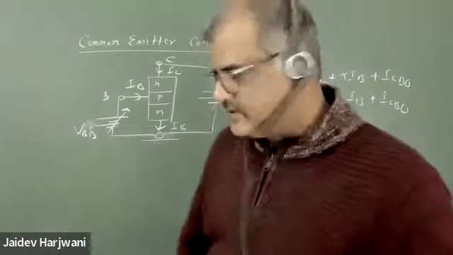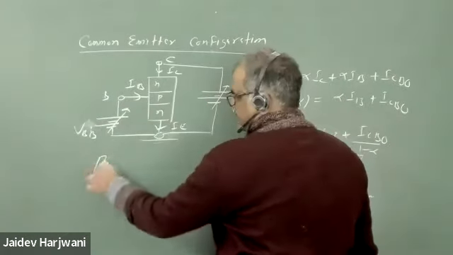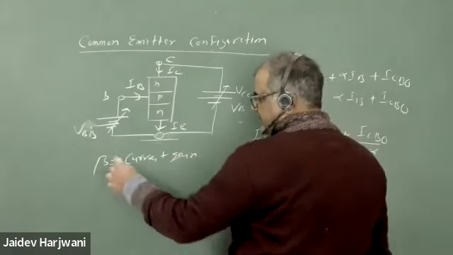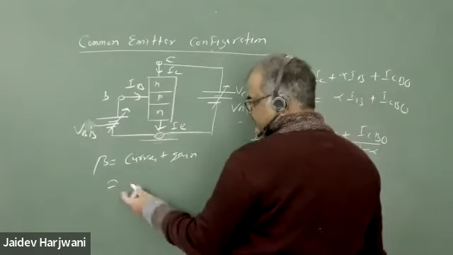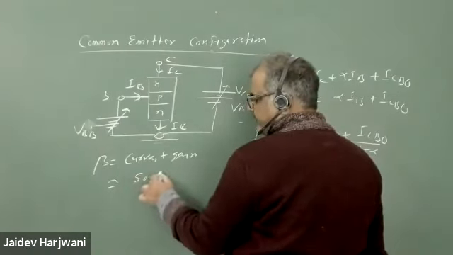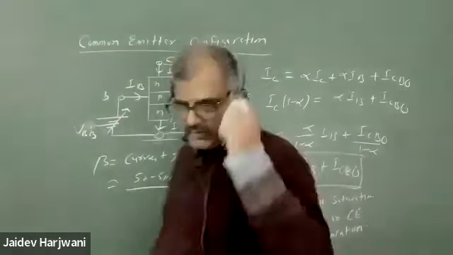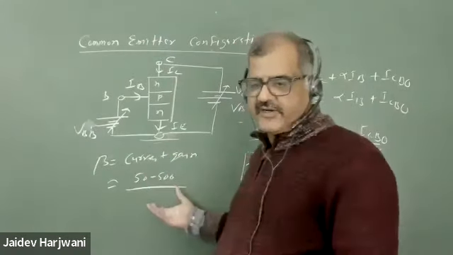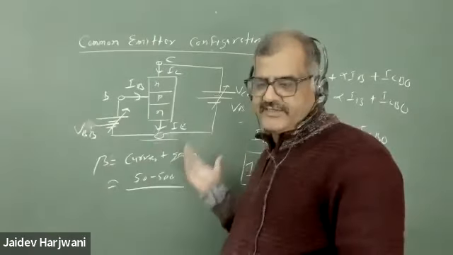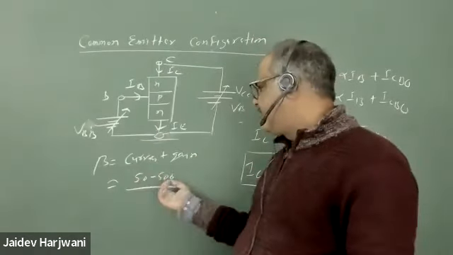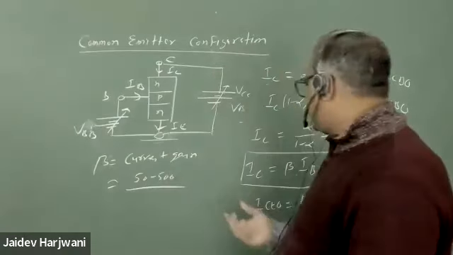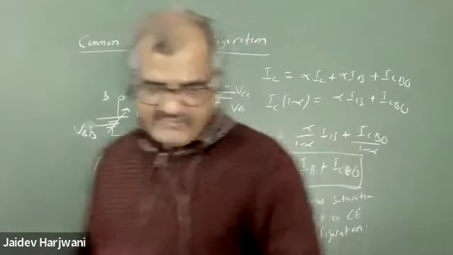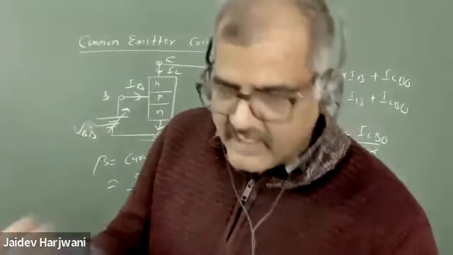This is called beta, your current gain, whose value is very high. You can take a value between 50 to 500, depending on how the transistor is made. Some questions will give 50, some 100, some 200, 300. So you can take a range of beta values. Beta value very high means alpha, the fraction, is almost close to 1.